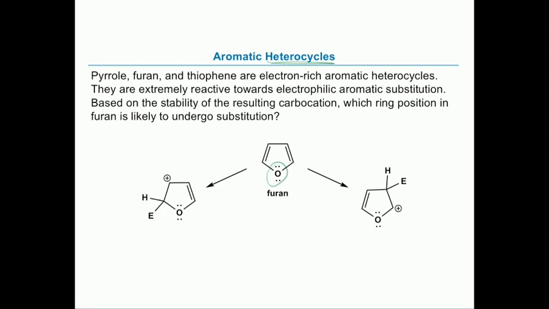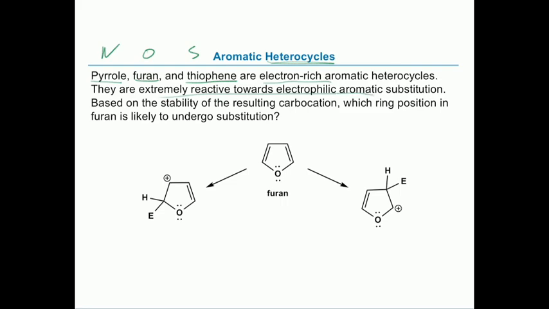Now, typically, 5-membered heterocycles include molecules like pyrrole, where we have a nitrogen in the ring, furan, where we have an oxygen, and thiophene, where we have a sulfur. Those are the most common ones you're going to run into. Now, these are all considered electron-rich aromatics, and they are very reactive towards substitution.